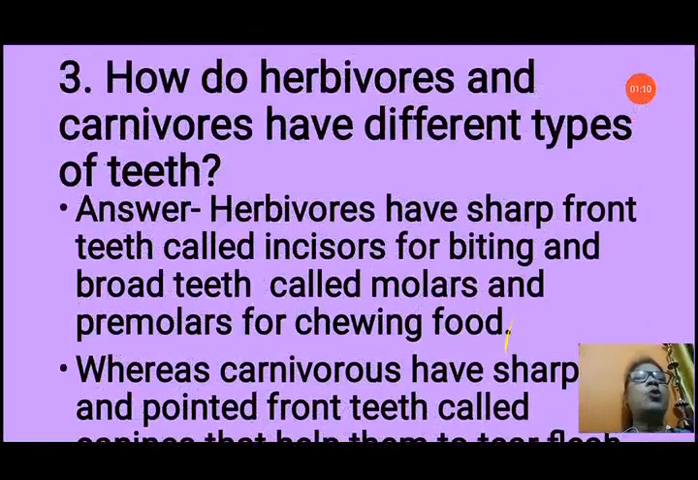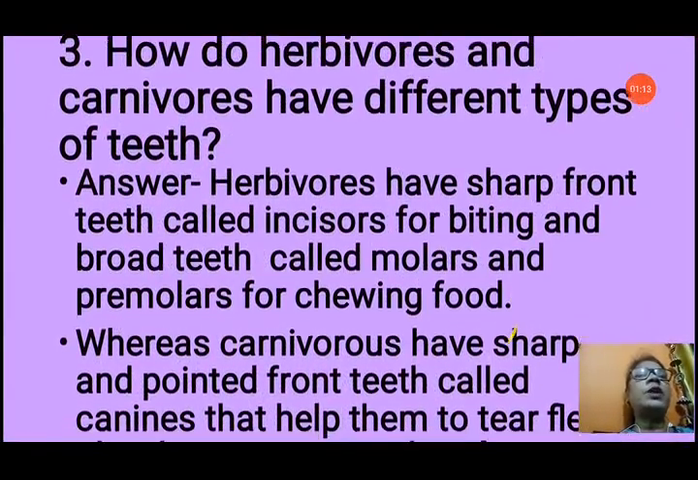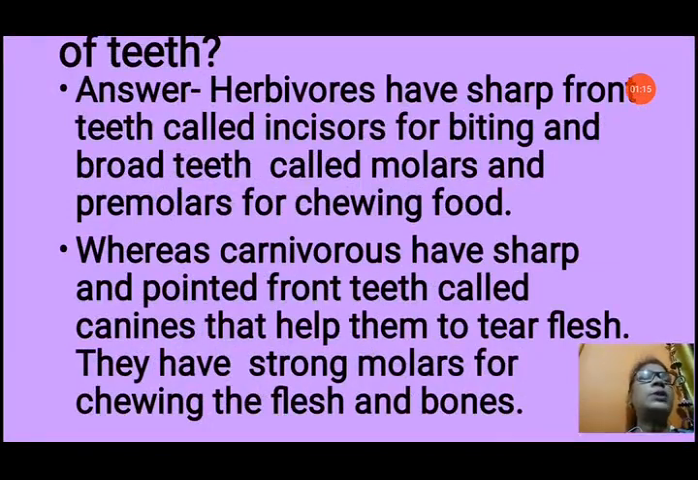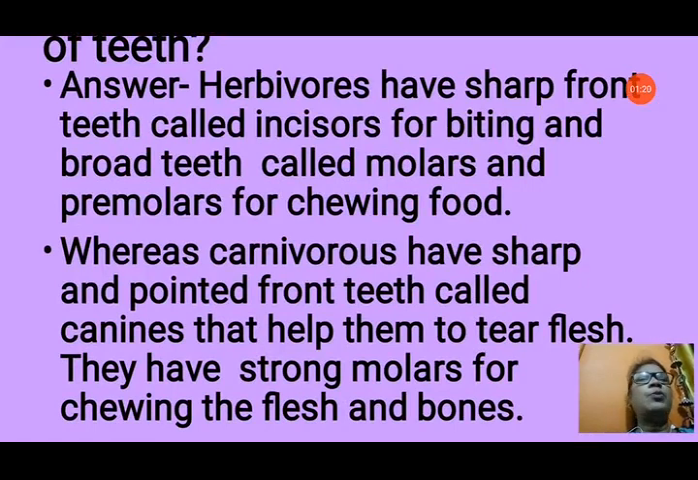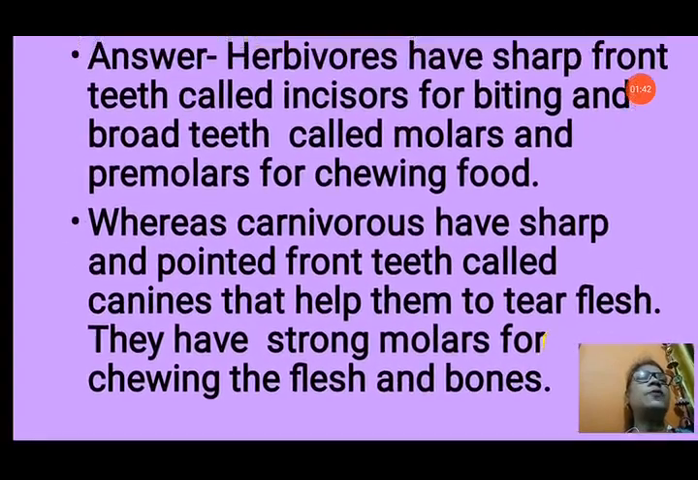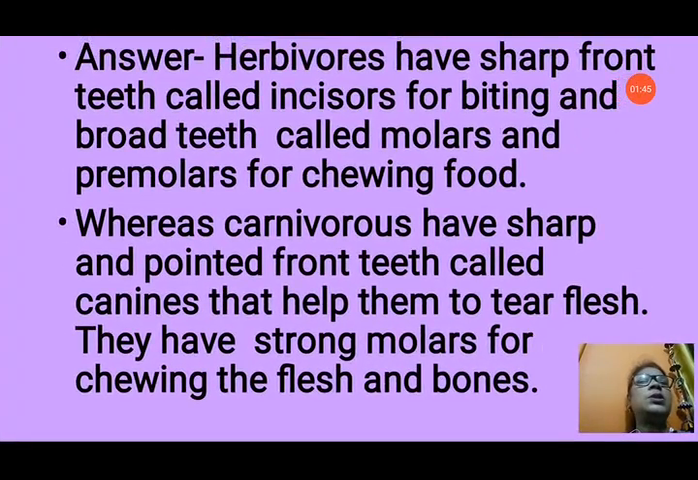Now question number 3, how do herbivores and carnivores have different types of teeth? The answer is herbivores and carnivores. You know herbivores eat only plant products, so their teeth are designed to eat plant products only. They have sharp front teeth called incisors for biting and broad teeth called molars and premolars for chewing the food. They have to bite the grasses and plant leaves and branches, so they have sharp incisors to cut these grasses, and they have broad teeth called molars and premolars to chew this grass and leaf or branches of the trees.